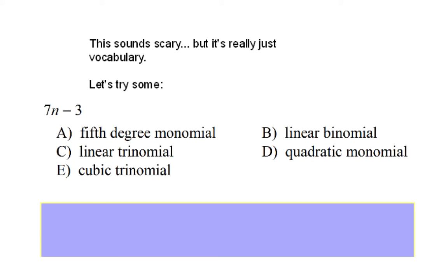So it sounds like we put a lot together. It's really just vocab. So I'm going to give you some problems here, and we'll see if we can work out the names of these polynomials. 7n minus 3, so we're going to classify by degree and number of terms. There are 2 terms, so this should be a binomial. And as I scan through this list, this is the only one that has binomial in it. Is it linear? Yes, because that's 7n to the first power.